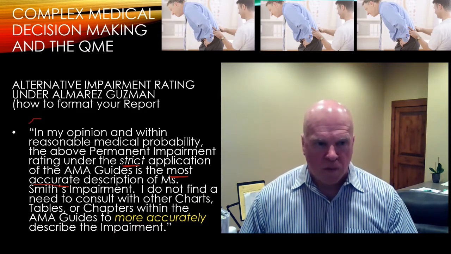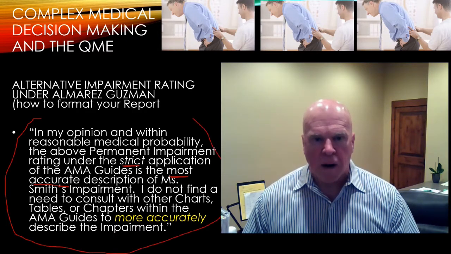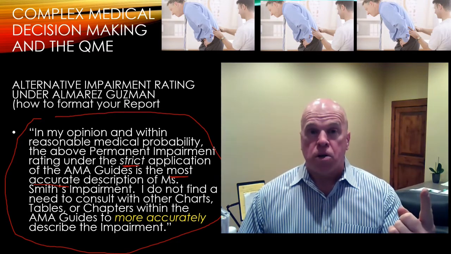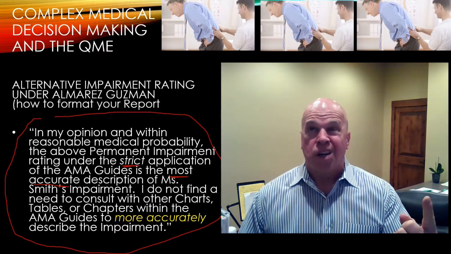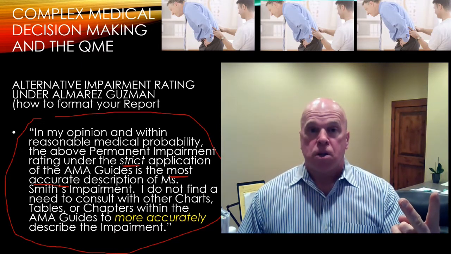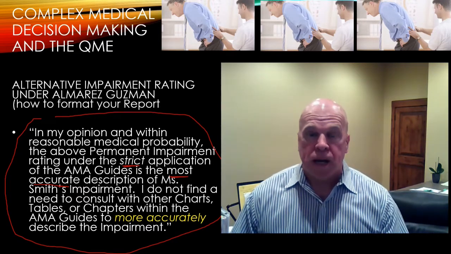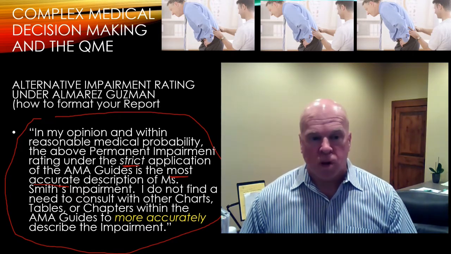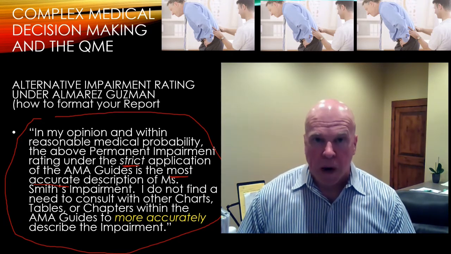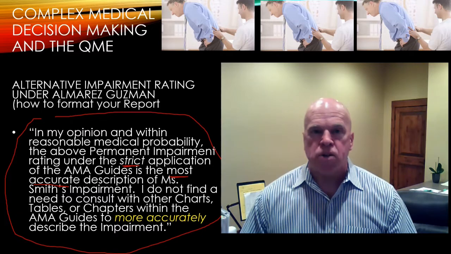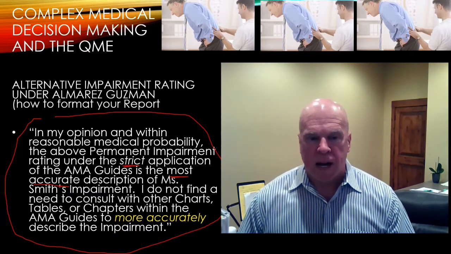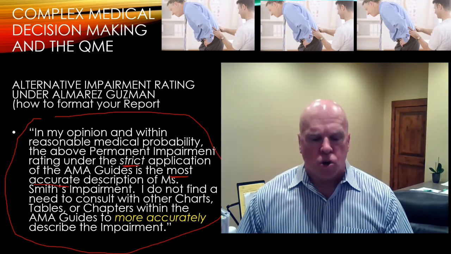And with this simple phrase, little tiny paragraph, you demonstrate to the parties that, number one, you considered alternative impairment ratings and you discarded them and you elected for the strict impairment rating under the AMA guides as the most accurate description of the examinee's actual impairment. So this is how you handle those cases when you elect against an alternative impairment rating under Alvarez and Guzman.